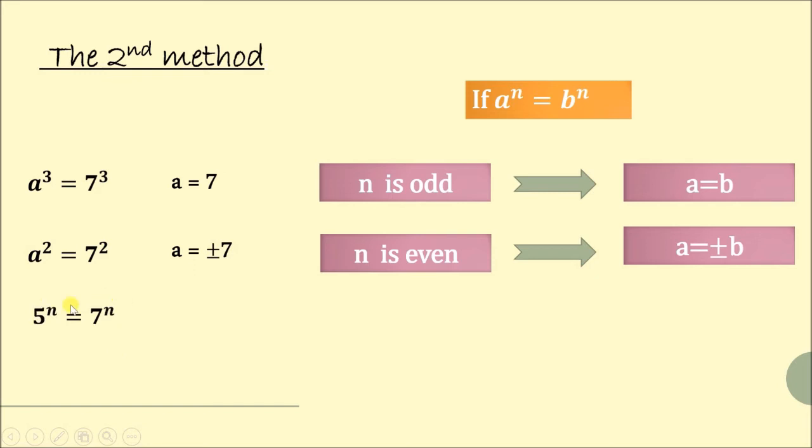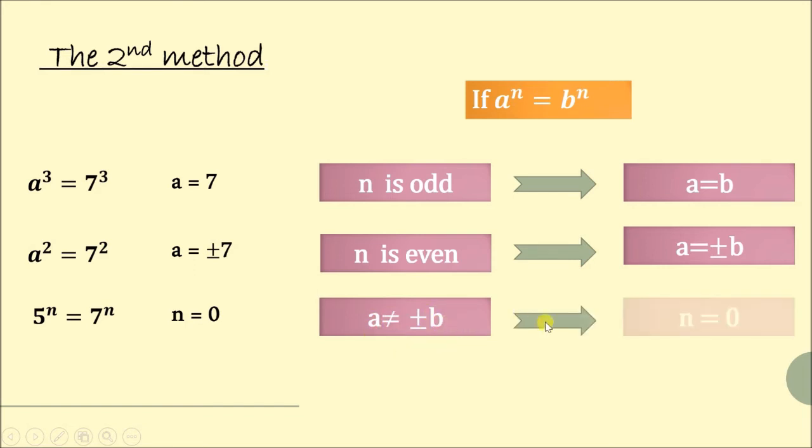If the powers are the same but the bases are not the same, then the power should equal 0. If the bases are not the same, then the power equals 0 to satisfy the equation and make both sides equal. From here, if I put n equal 0, I get 5 to the power 0, which is 1, and on the other side, 7 to the power 0 equals 1. So both sides are equal.